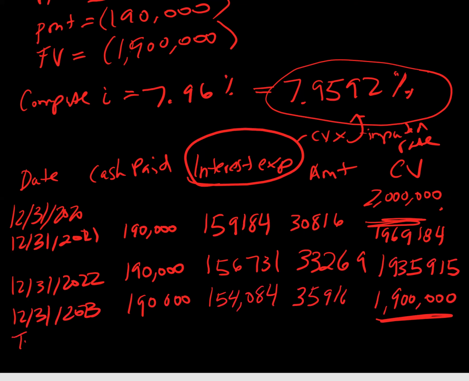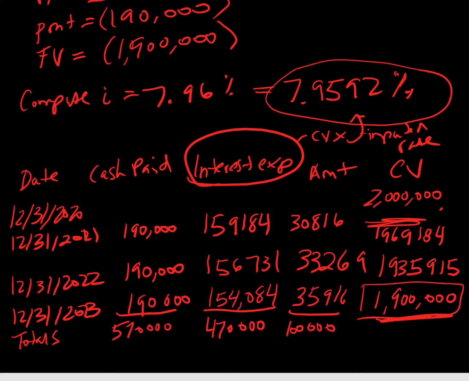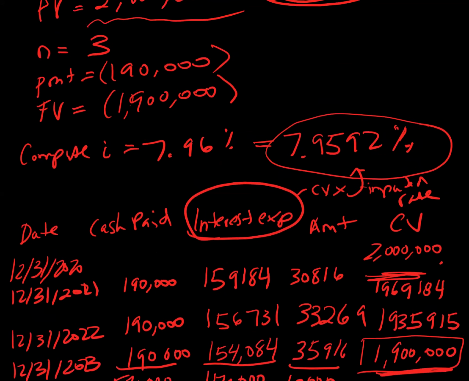So let's just run totals here so we can see what happened. So the cash paid was 570,000. Our total interest expense, the sum of these three numbers, is 470,000. And the amortization of the premium is 100,000. And we've got the note on our balance sheet at maturity. So let's go back up to the question. Let's just see what we've addressed and what we haven't.